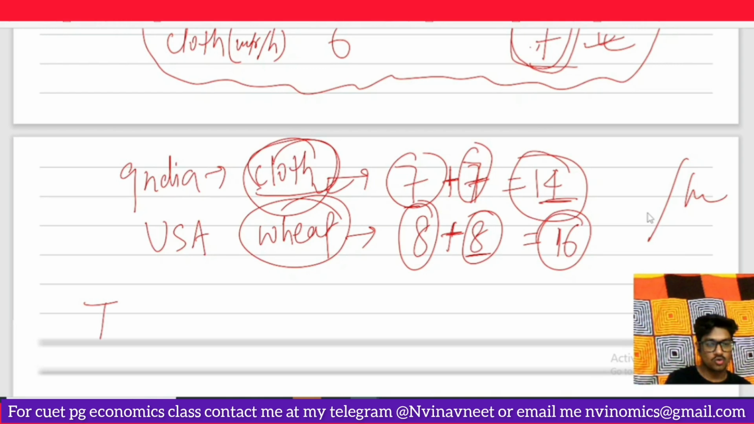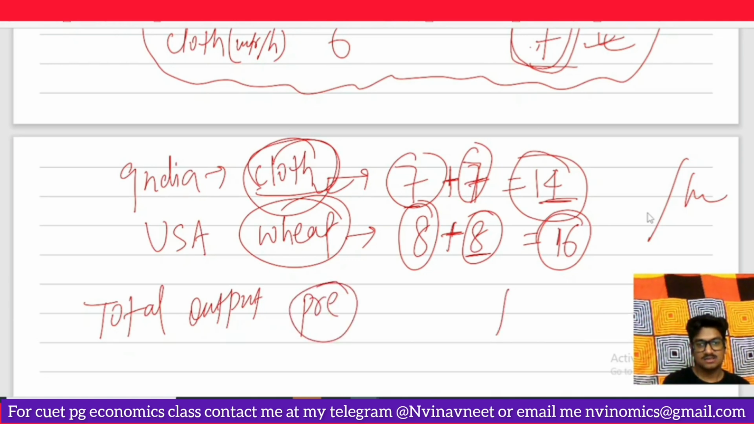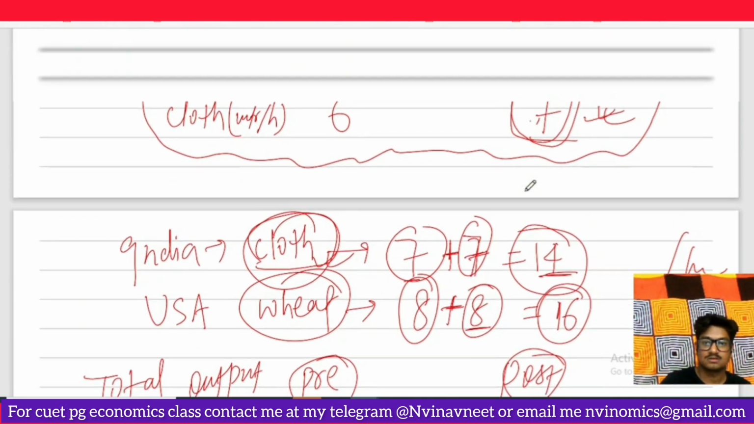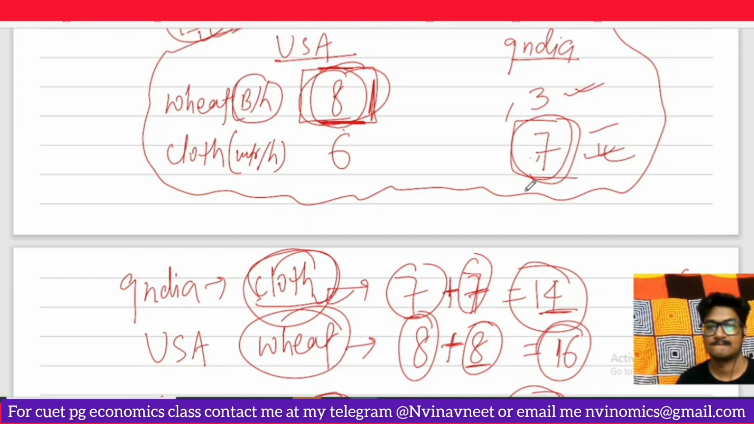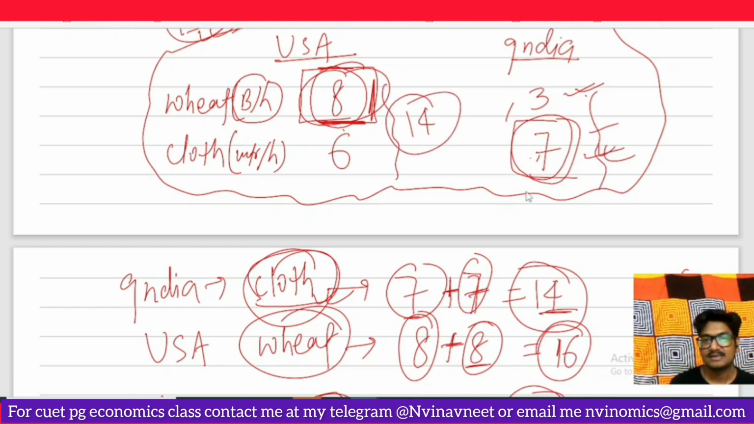What is the total output? Pre-trade or pre-specialization or post-specialization? Pre-specialization, 11 units of wheat were produced and 13 units of cloth. And after specialization, 16 units of wheat and 14 units of cloth. So gain of 5 units of wheat and 1 unit of cloth. Yes, very true. So total यहाँ पे देखिए 8 plus 6 14 होता था and 3 plus 7 10 होता था. So India was producing 10 units of output and USA was producing 14 units of output.